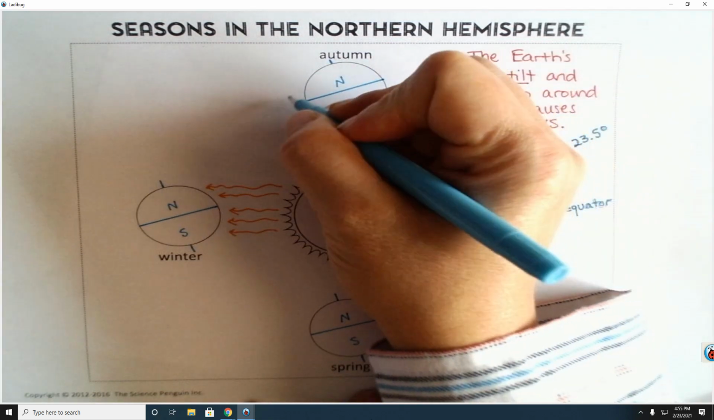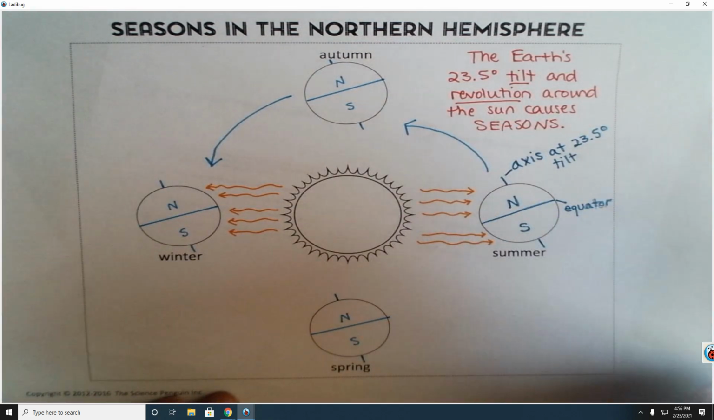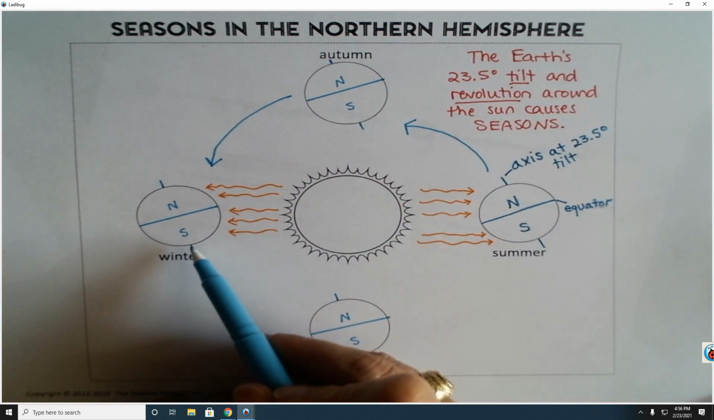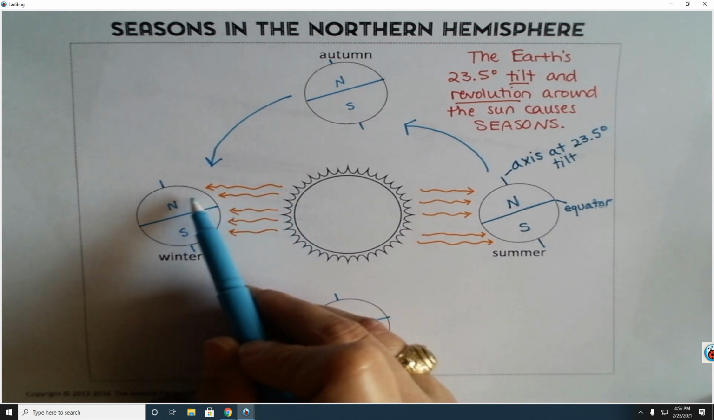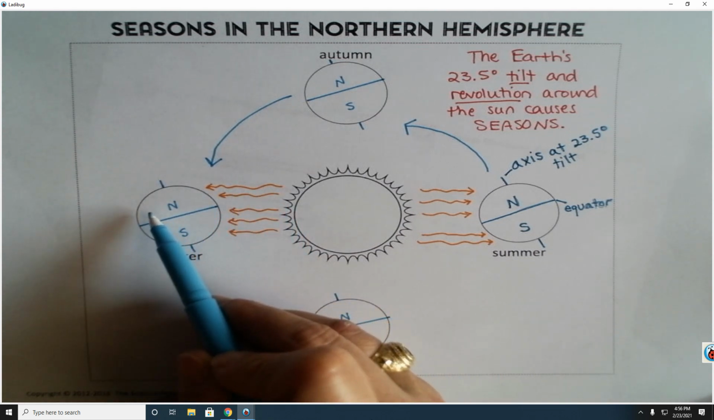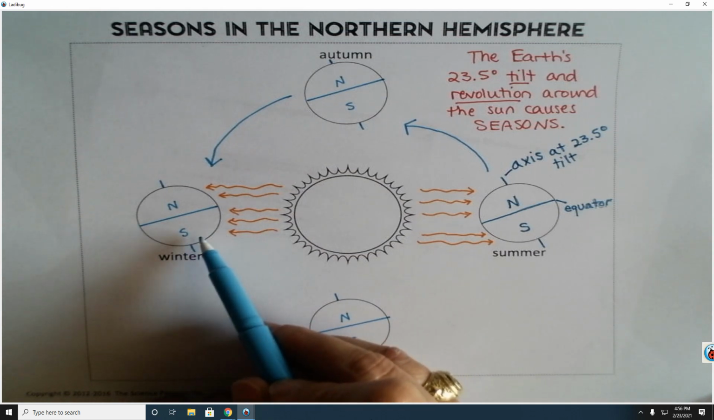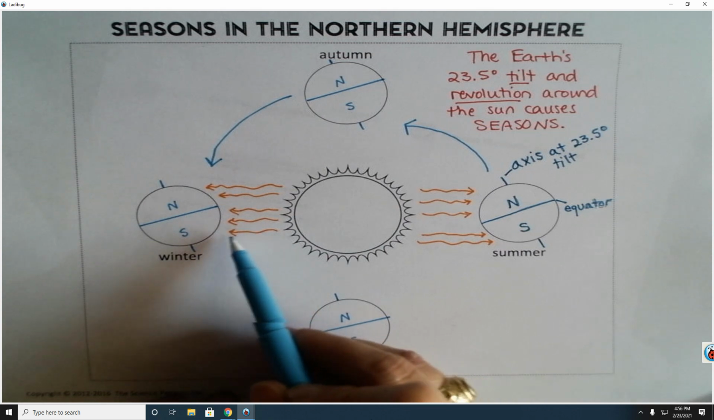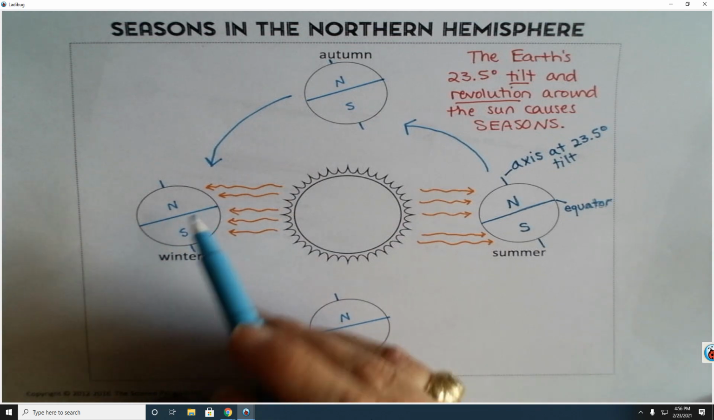The Earth is going to revolve or orbit to this location. Now, look, it's the opposite. We're in the north. These waves are having to travel further. We're tilted away from the sun, so we're colder. This is our winter. And then it's the opposite for the southern hemisphere. These waves don't have to travel as far. They're pointed towards the sun, so they experience summer when we have winter.